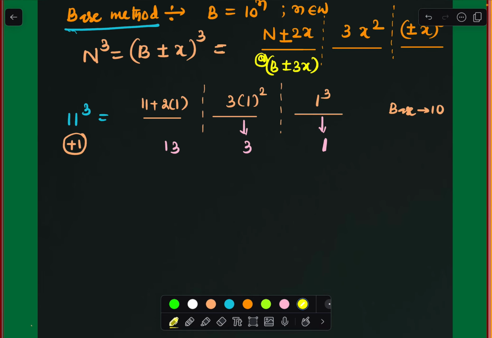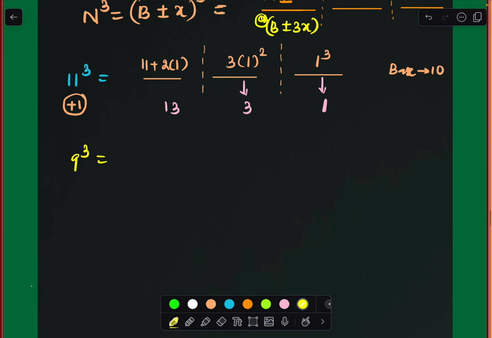Now how do we calculate 9 cube in this method? We'll check it once. The same thing here: we need to evaluate 3 places. In the base method, as many terms as the power of the base. Now compared to base 10, your number is 1 less, so mathematically we write minus 1.